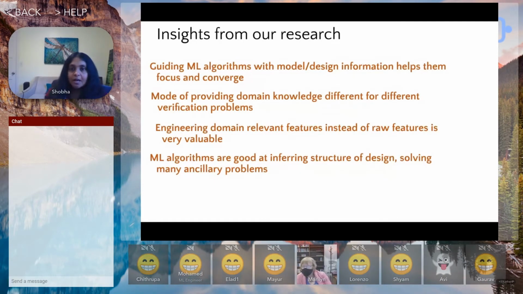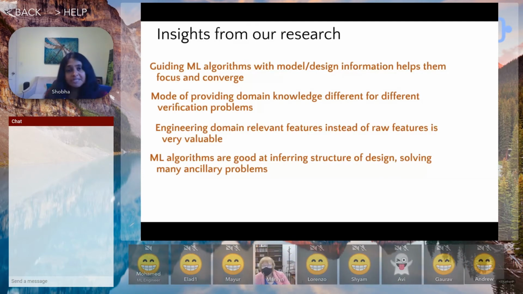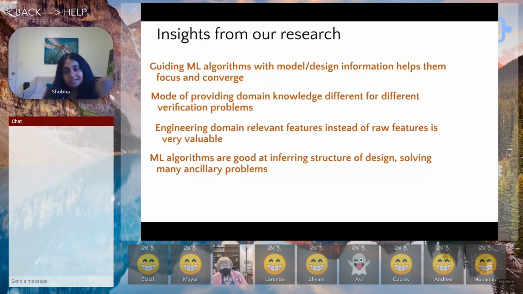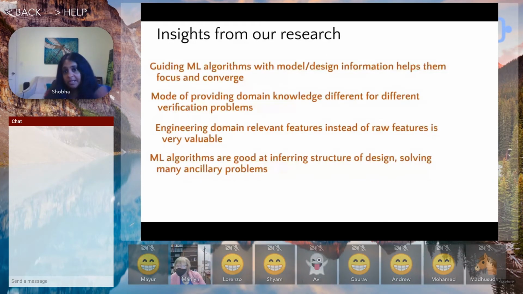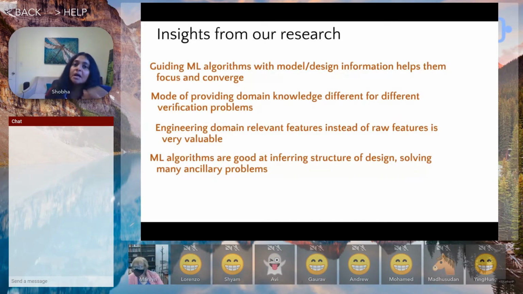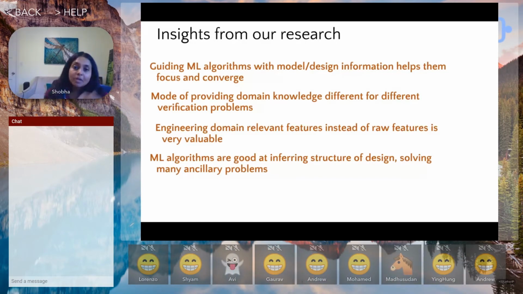hit home that point. There's also the mode of providing this domain knowledge is different for different verification problems, like the different ones that I showed you on the previous slide. Those are all different tools, multiple PhDs per tool. So each of them has a different flavor of providing the static analysis knowledge. Engineering domain relevant features instead of raw features is very valuable. And again, the more sophisticated the domain relevant features, and our focus has always been on automatic methods to do all of these things. So automatically extracting domain relevant features always helps greatly over the raw features.